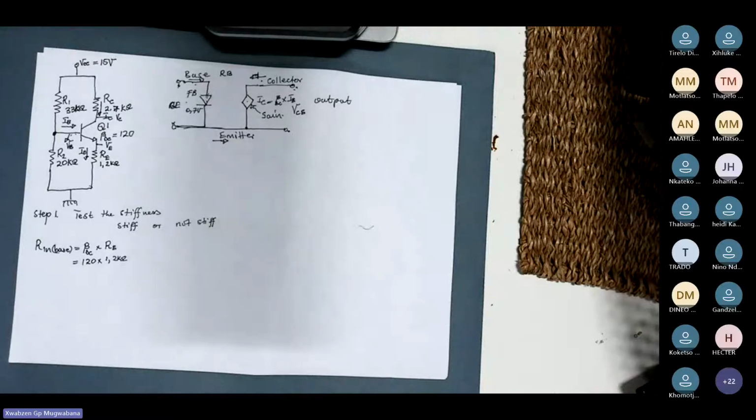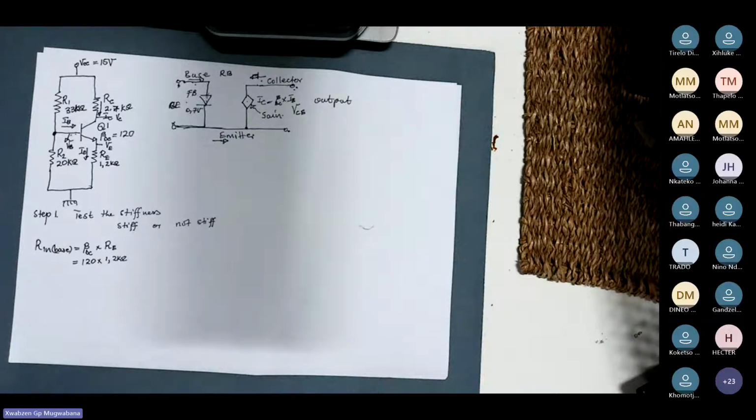Your beta DC, which is given as 1,2 kilo ohms. Those of you who keep doing the mathematical calculation and skip the units in full, please stop doing that, because you lose marks, since I don't know what you are in a hurry for. Then you keep on removing your units.